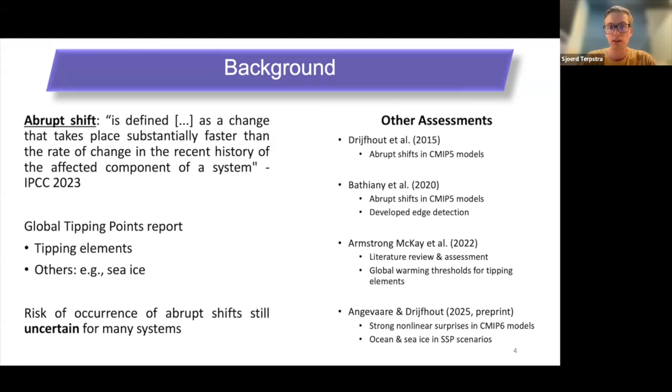Another paper that I will mention later on is the one from Armstrong McKay in 2022. This was more a literature review and assessment of different systems that might undergo tipping. And what they nicely did was give some type of global warming threshold or estimate at which different systems might undergo a certain type of transition. And recently, there's also a preprint from Angevaare and Drijfhout again, where they look at strong nonlinear surprises, which is also some type of abrupt shift, also in CMIP6 models, but they focus on slightly different data than we do, which I will get into later.